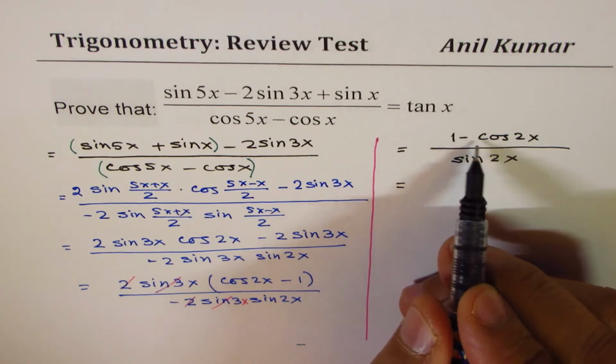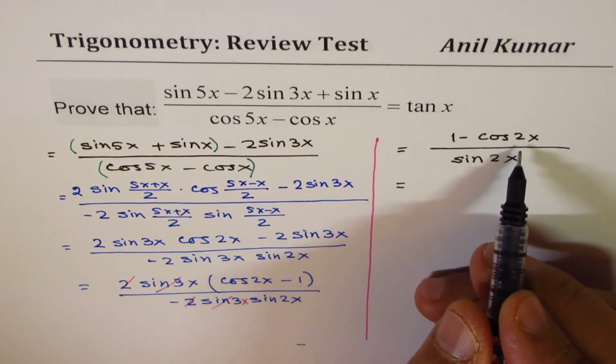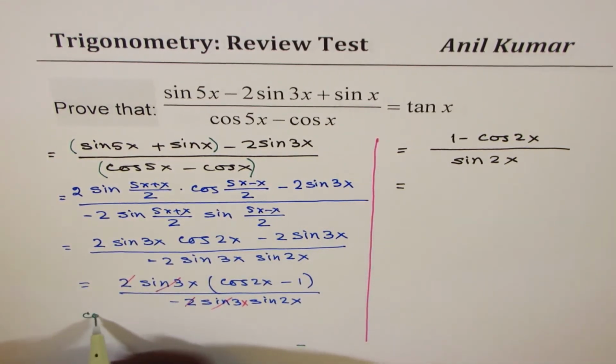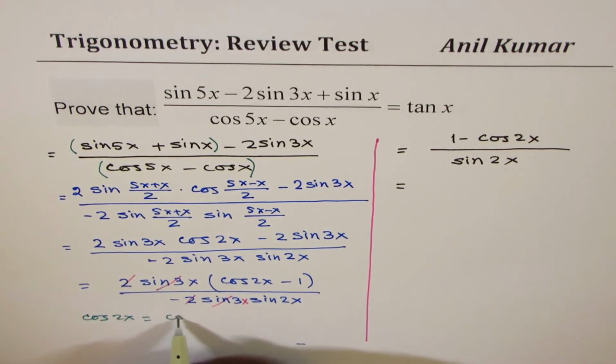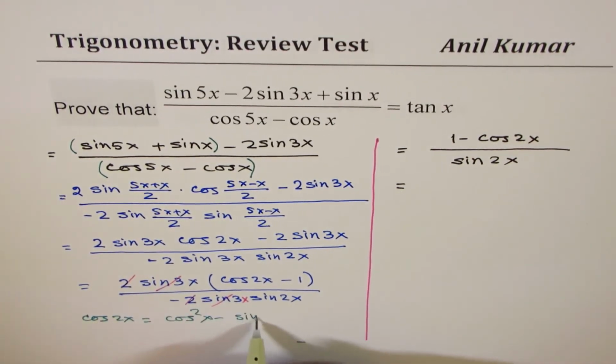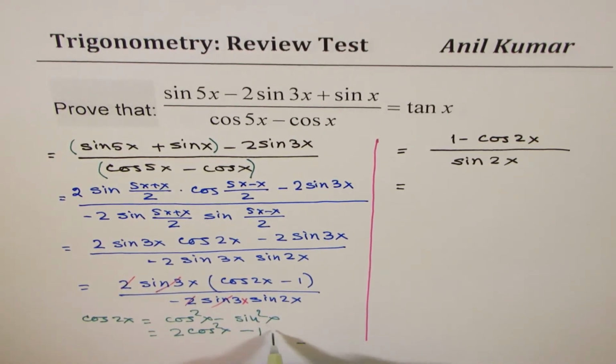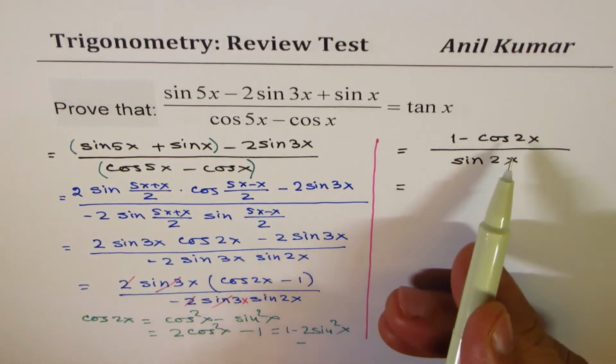What is 1 minus cos 2x? You learned 3 formulas for cos 2x. Let me rewrite those 3 formulas. So cos 2x is equal to cos square x minus sine square x, which is also equal to 2 cos square x minus 1. I hope you remember this, right? And it is also equal to 1 minus 2 sine square x. Correct? So these are the 3 formulas for cos 2x.